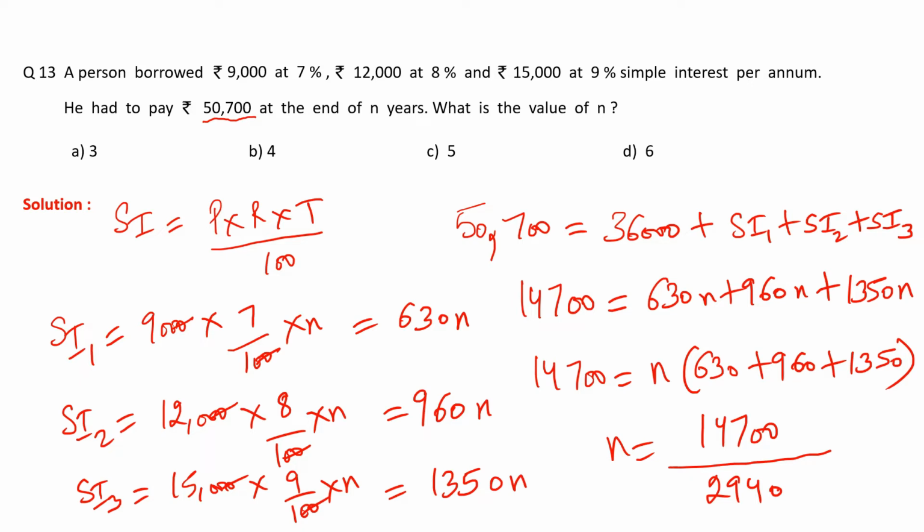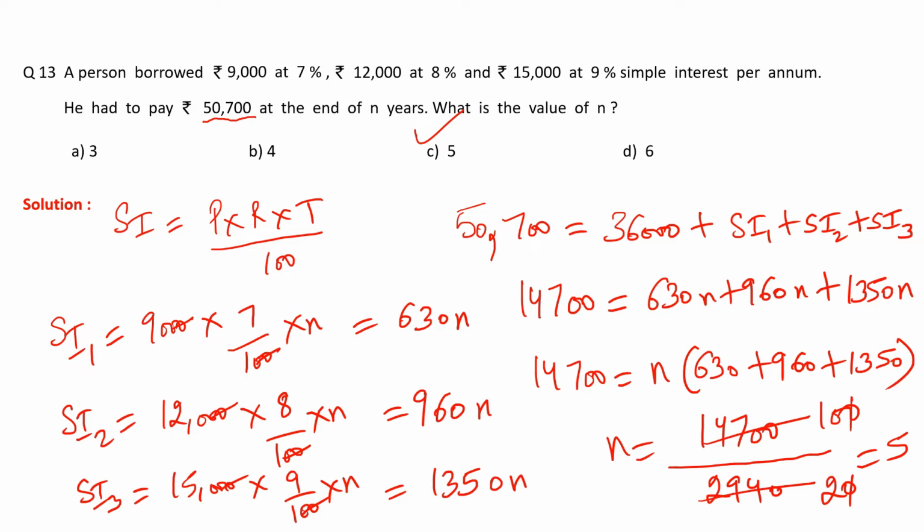Now just divide up and down by 147, because this 294 is nothing but the double of 147. So the value becomes 100 upon 20, and the final answer comes out to be 5. So that means our C option is correct. He will have to pay the entire amount at the end of 5 years.